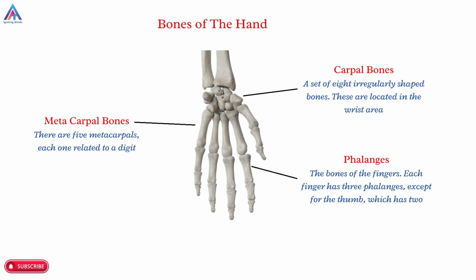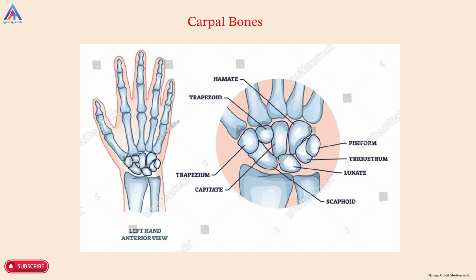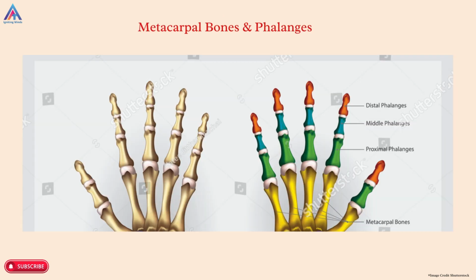The carpal bones consist of 8 irregularly shaped bones in the wrist area. The metacarpal bones are related to these carpal bones, and there are 5 metacarpals, each corresponding to a digit. The phalanges are the bones of the fingers, and each finger has 3 except for the thumb, which has 2. The various carpal bones are hamate, trapezoid, trapezium, capitate, scaphoid, lunate, triquetrum, and pisiform. These are the various metacarpal bones and the phalanges.